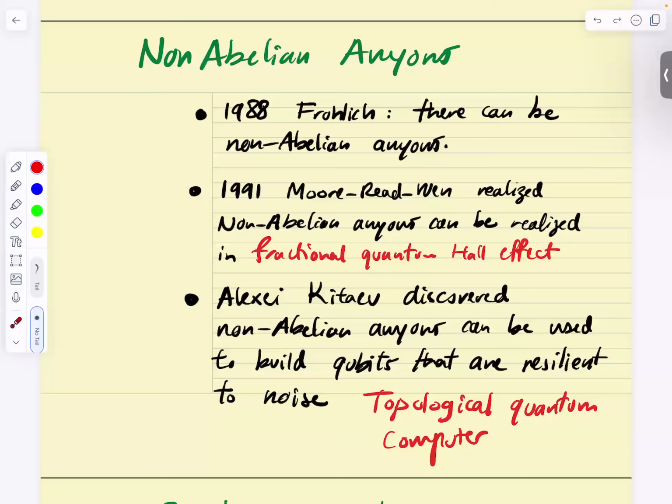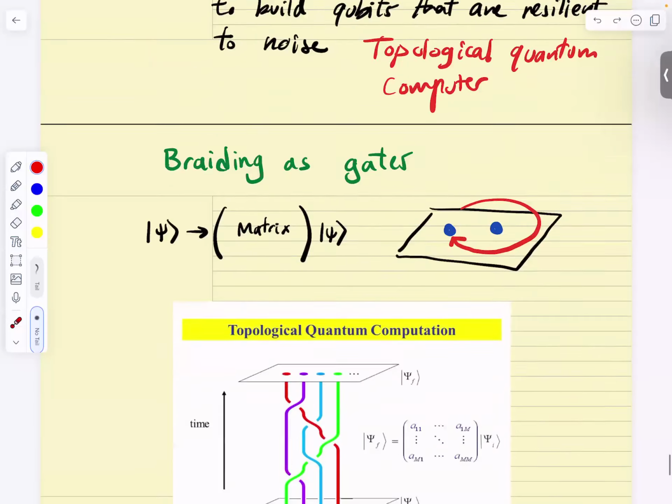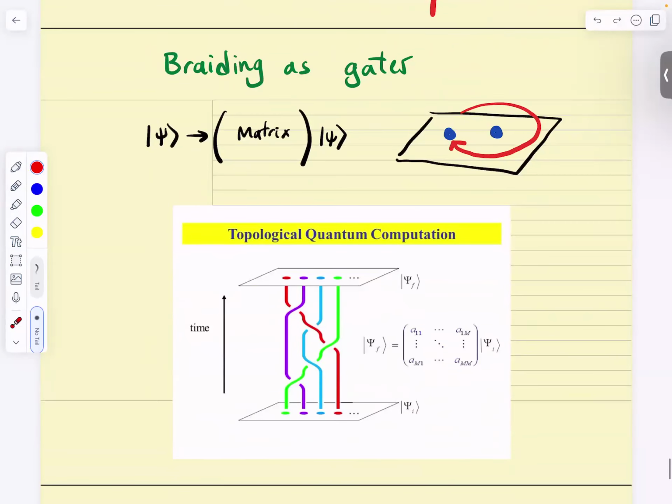In the early 2000s, Alexei Kitaev, pure genius, discovered that non-abelian anyons can be used to build qubits that are resilient to noise. This is the route to quantum computing. I can explain that in 2 minutes, actually. It's absolutely brilliant, right? So this is the history of it. As usual, I have to draw these pictures.